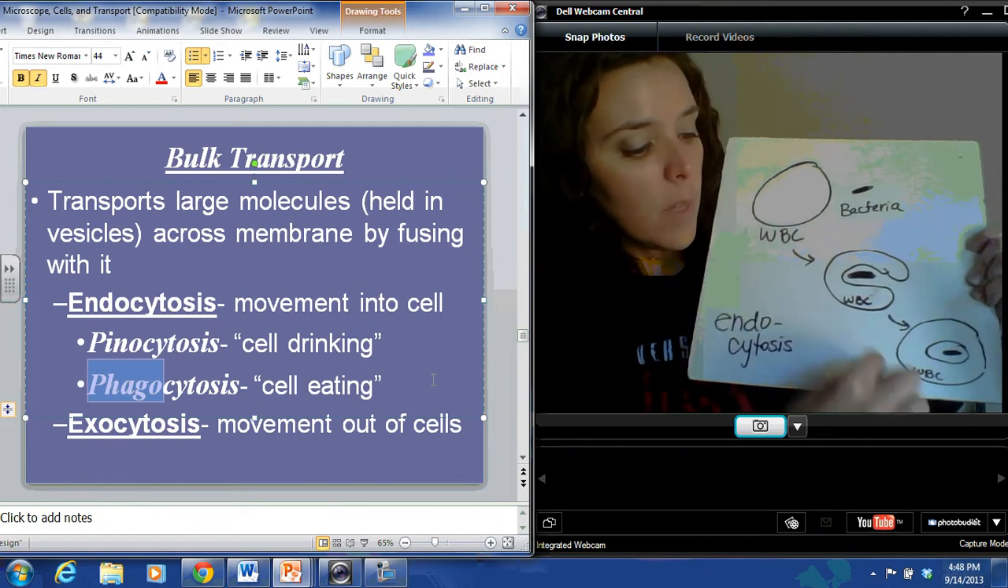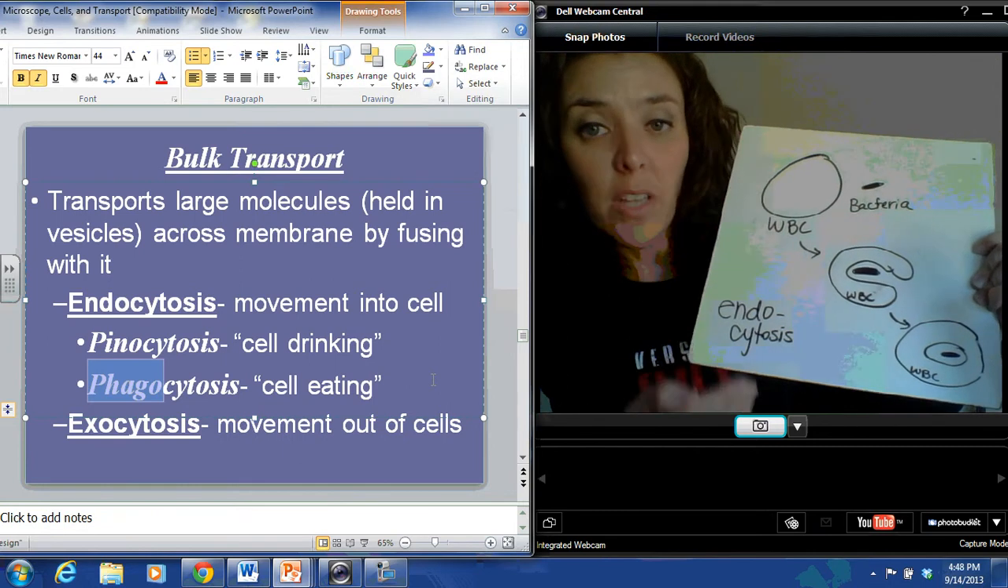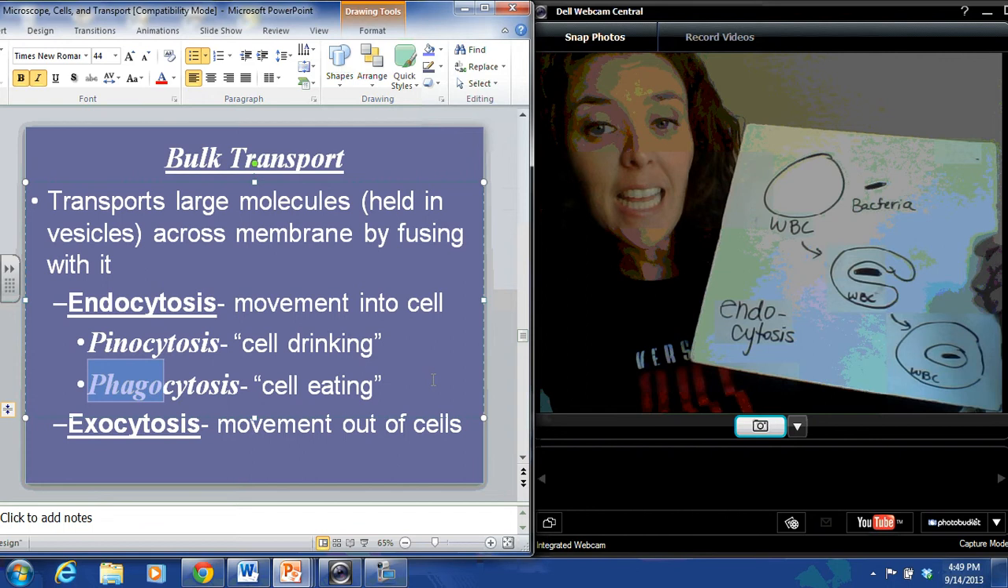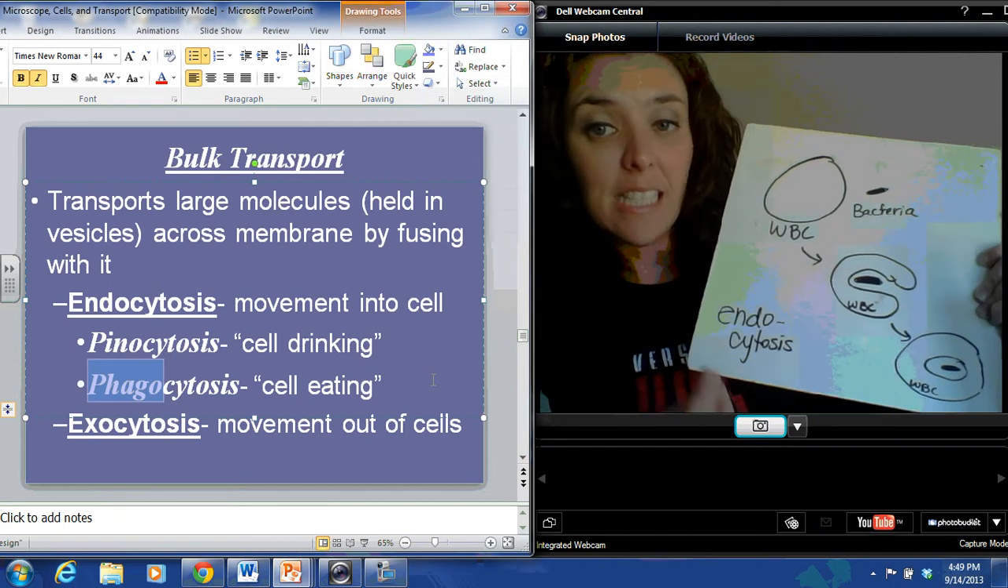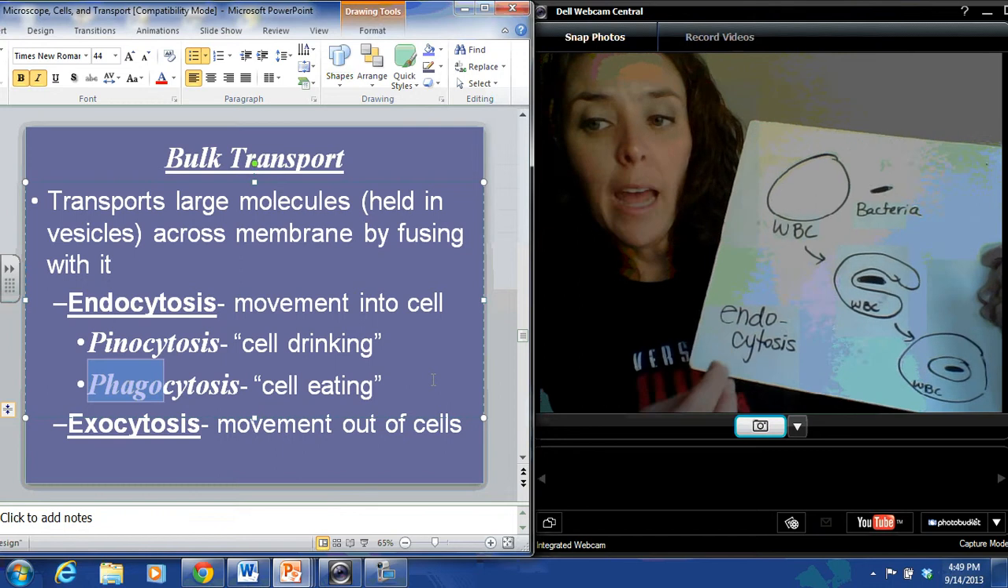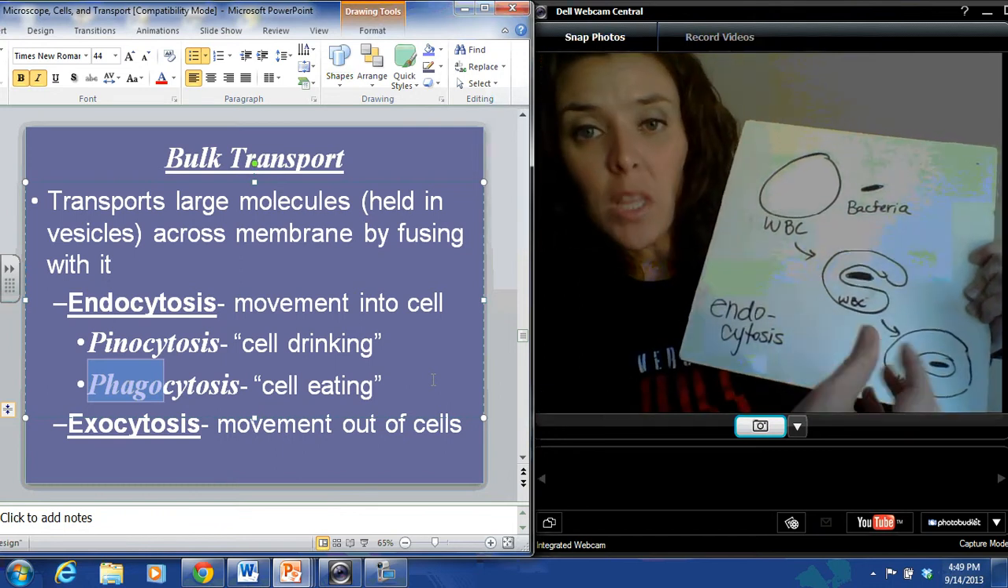Okay, so what this whole picture is showing is bacteria being engulfed, so taken into the white blood cell by a process called endocytosis. Well, the type of endocytosis this is, phagocytosis, and that is because it is eating, it is cell eating. Okay, well, what happens once this is in here? It's going to be digested. Well, then you have waste products.